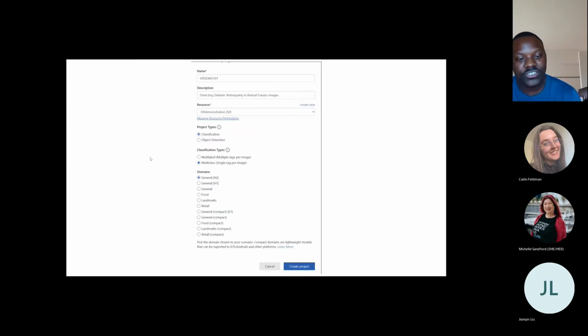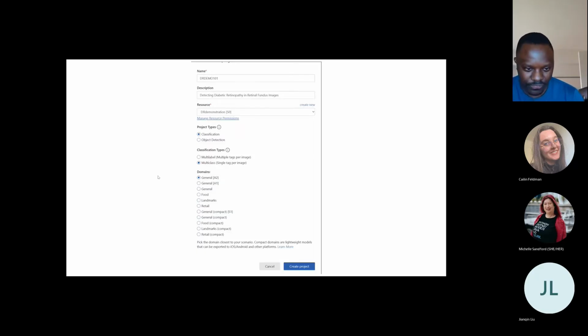And for classification types, we have multi-label and multi-class. In our case, we are going to have either a negative label or a DR positive label. So we're going to associate an image with just one label. If you have a case where you want to associate multiple labels, multiple tags, to an image, then your bet would be multi-label. But for simplicity and for our current case, we just work with multi-class.